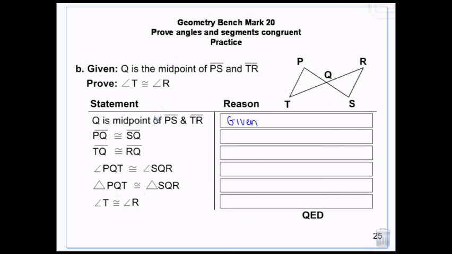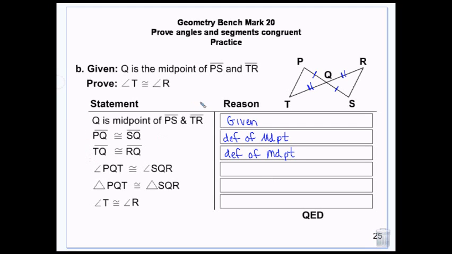Okay, it's given. Q is the midpoint of PS and TR. That means that because it's a midpoint, it cuts things in half. So the halves will be the same length as each other. So that's the definition of midpoint. Anytime you're given something like bisecting or midpoint, your next line in your proof is usually going to be to define them. So I say, okay, well, if this whole line was bisected, then these 2 parts are the same size.